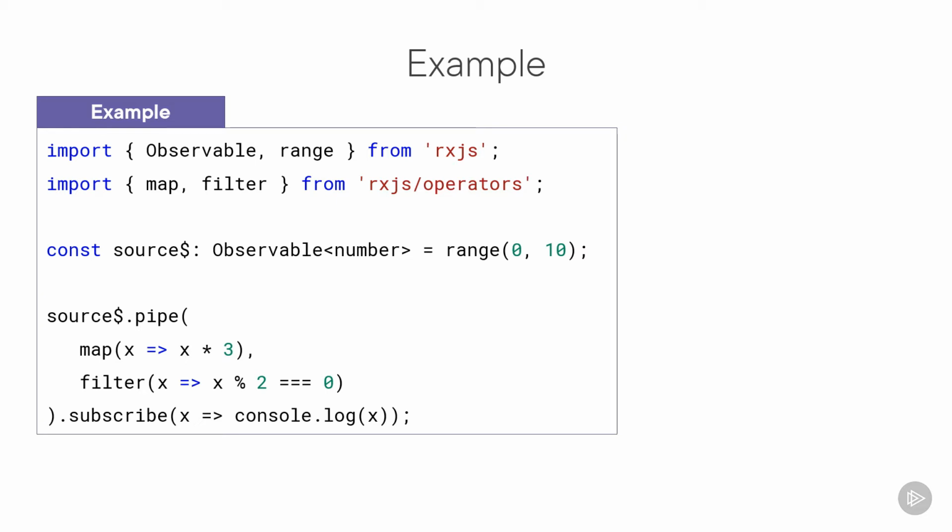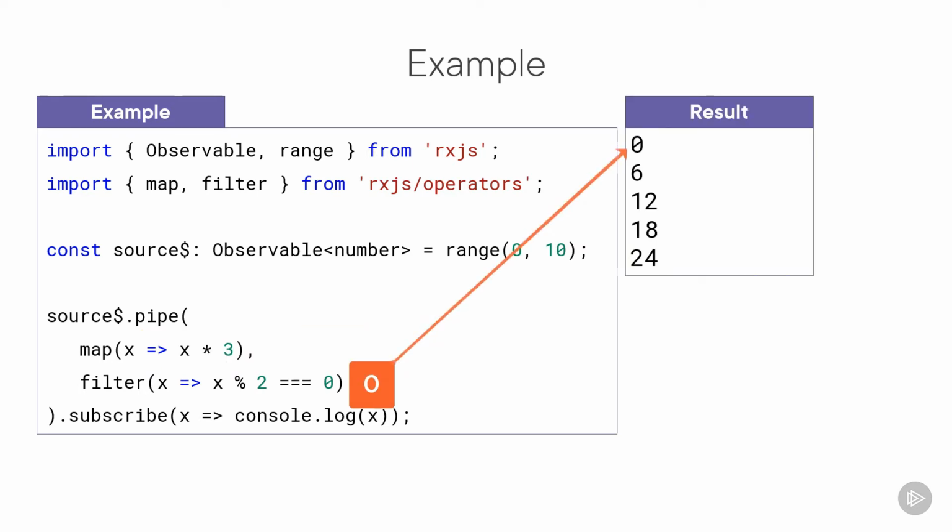What do you think will be logged to the console? The source emits 0. The 0 is multiplied by 3, resulting in 0. The 0 is divided by 2 with the remainder of 0, so it is included in the final result. The source emits 1. The 1 is multiplied by 3, resulting in 3. The 3 is divided by 2 with the remainder of 1, so it is not included in the final result, and so on. In the remainder of this module, we'll leverage observables to get and process data using HTTP.